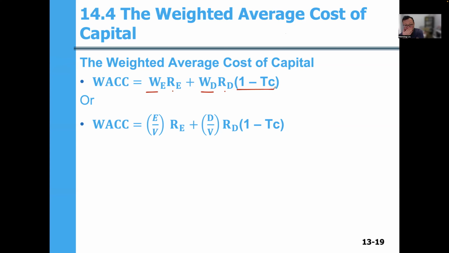And now when you replace your weights, WE equals E over V, WD equals D over V. Okay, so that's how you can calculate the weighted average cost of capital. You want to know what's the cost of debt and what's the weight, what's the cost of equity and what's the weight. Put them together, you get a cost of capital.